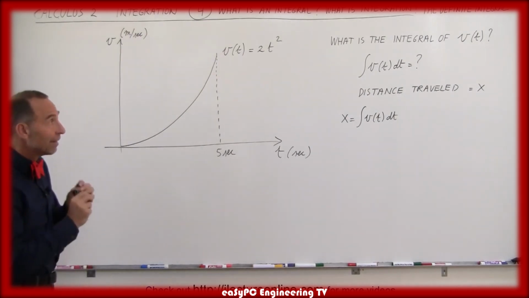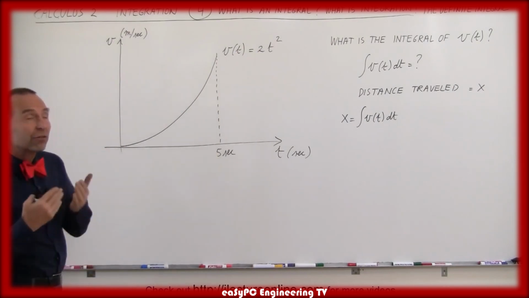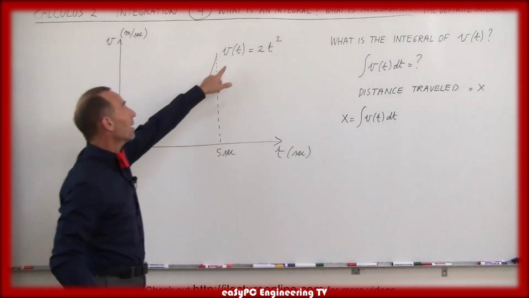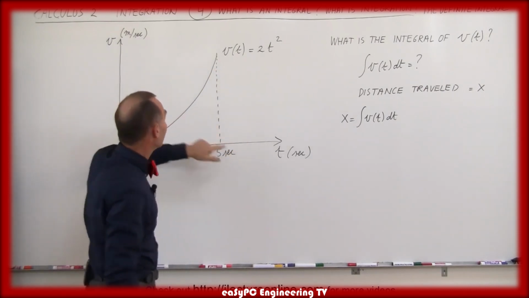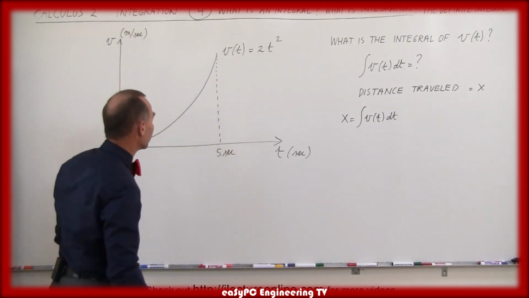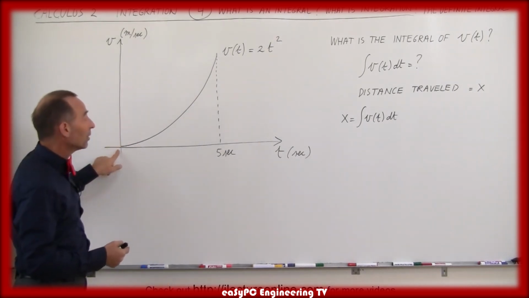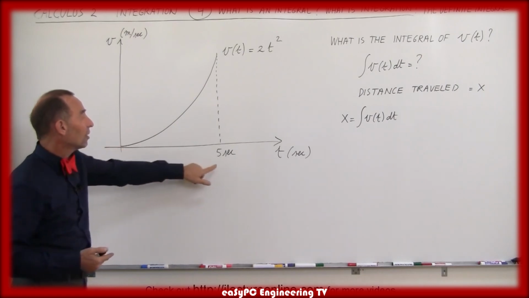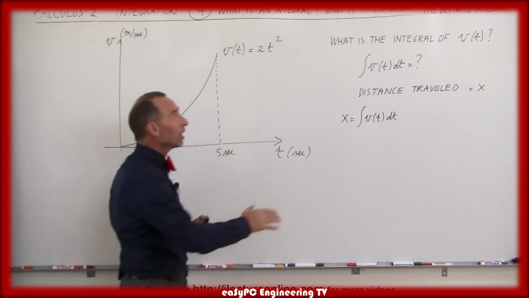Again, we're going to do a definite integral. Here's a function. This function describes the velocity of an object as a function of time. Velocity is equal to 2t squared. T is in seconds, velocity is in meters per second. And assuming that we start at velocity equal to 0 when time is equal to 0, what is the velocity after 5 seconds? And what is the integral of that function?